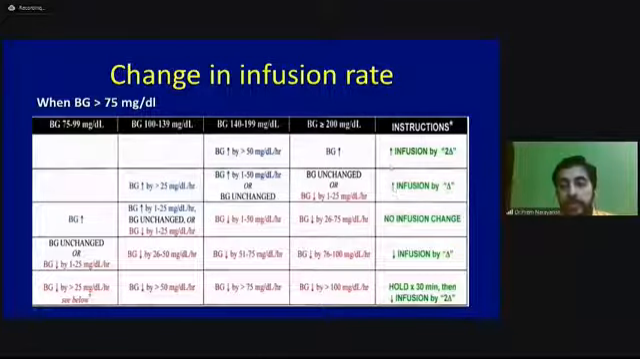Accordingly, in the instruction column you will have to see whether it is increase infusion by 2 delta, increase infusion by delta, or no change. That again, I will be coming up with an example. So you can see here, per hour you will have to calculate.